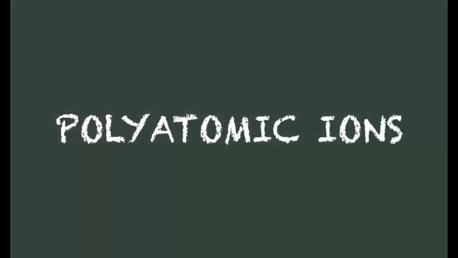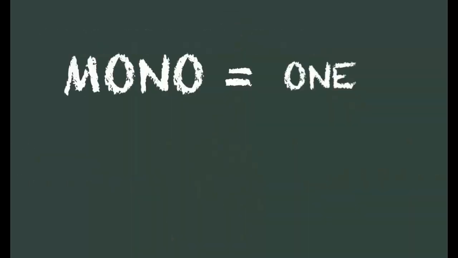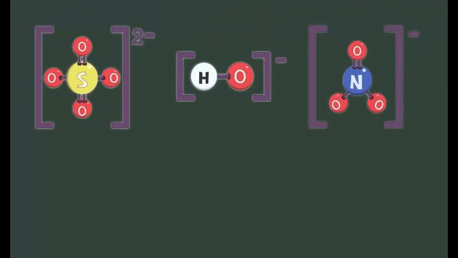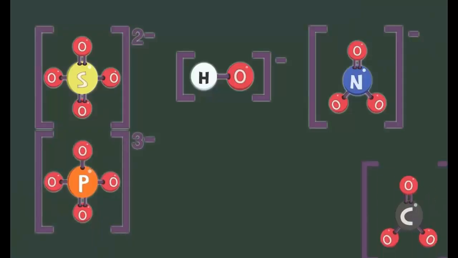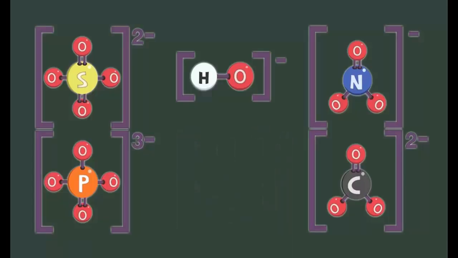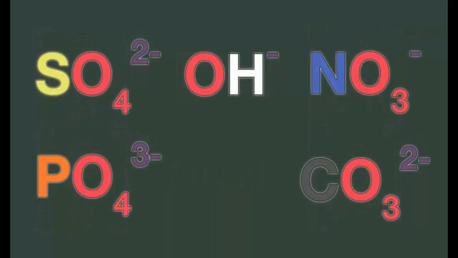Polyatomic ions. These polyatomic ions are ions made of more than one atom. Remember that mono means one and poly means many. Some common polyatomic ions include hydroxide, sulfate, nitrate, phosphate, carbonate, and ammonium. Note that with the exception of the ammonium ion, all of the listed polyatomic ions are anions. You will have to remember the formula and the charges of these polyatomic ions.